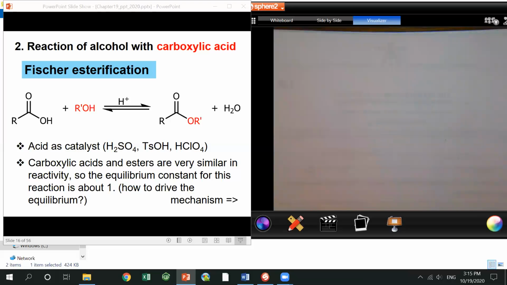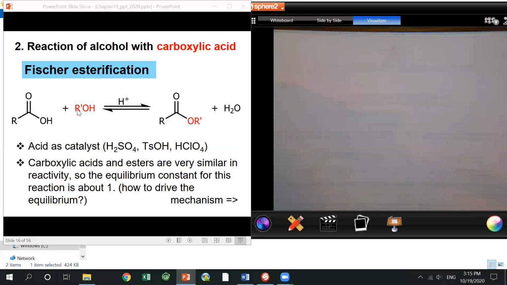If there's no further question, we continue studying chapter 19. In chapter 19, we start talking about the conversion between acids and acid derivatives. Last time we talked about how to make an ester from an acid. These two have very similar reaction rates, similar reactivities, so pretty much they should be equilibrium reactions. The general reactions are shown here.